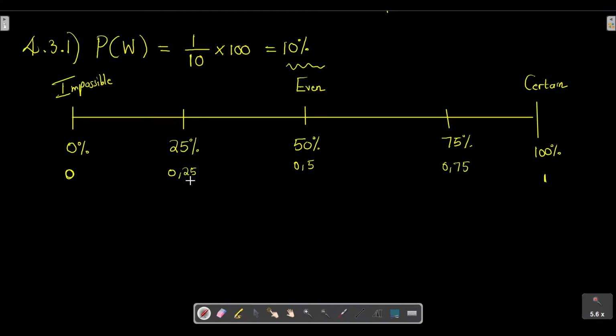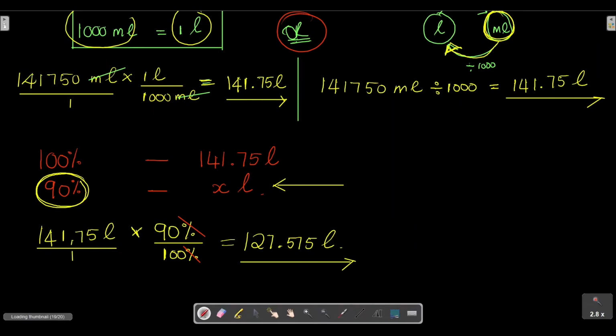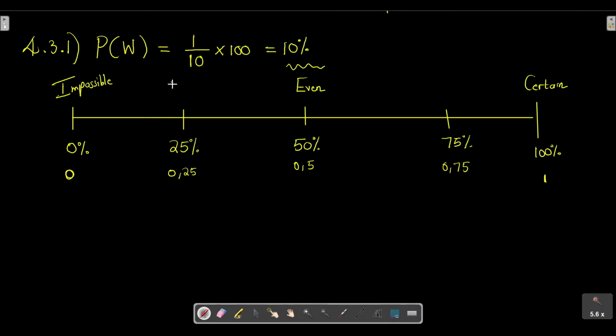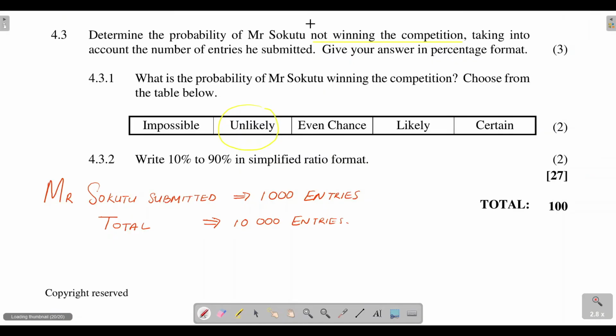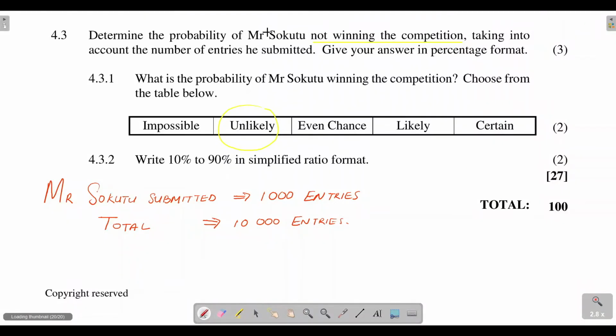If I say the probability of something happening is 25%, what does that mean? It means that there's an unlikely chance of that event or situation occurring. So it's unlikely. And if I say there's a 75% chance of something happening, that means that it is likely to happen. So this is basically what you've been given there. You've been given the probability scale there, right?